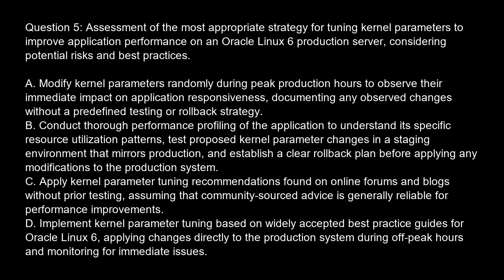Option B. Conduct thorough performance profiling of the application to understand its specific resource utilization patterns. Test proposed kernel parameter changes in a staging environment that mirrors production, and establish a clear rollback plan before applying any modifications to the production system. Option C. Apply kernel parameter tuning recommendations found on online forums and blogs without prior testing, assuming that community-sourced advice is generally reliable for performance improvements. Option D. Implement kernel parameter tuning based on widely accepted best practice guides for Oracle Linux 6, applying changes directly to the production system during off-peak hours and monitoring for immediate issues.